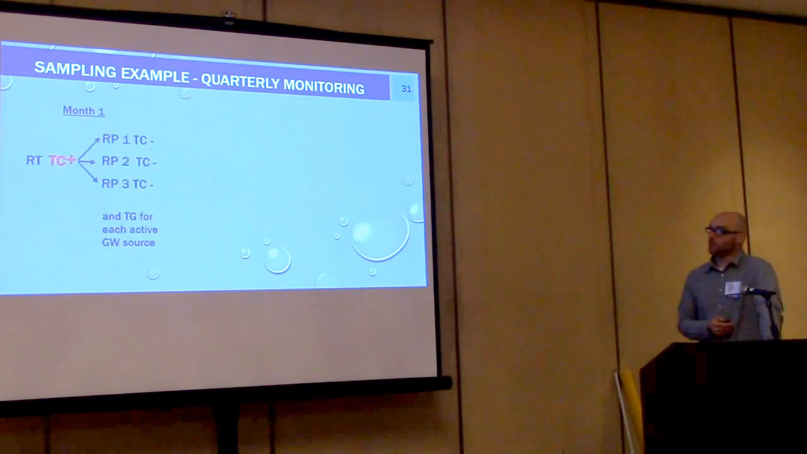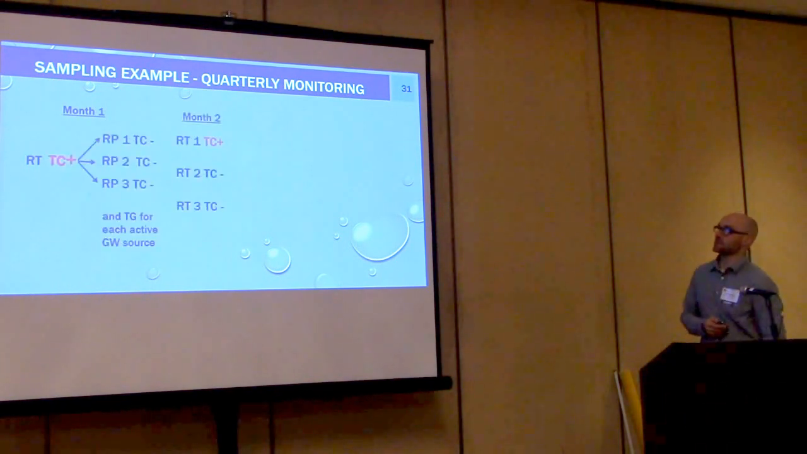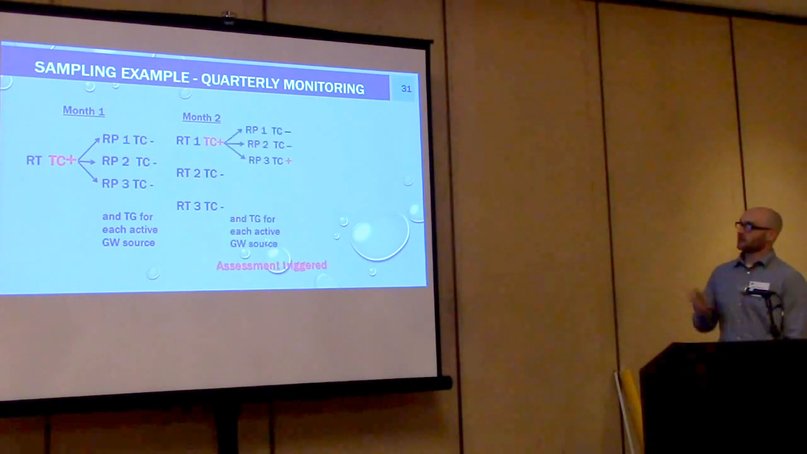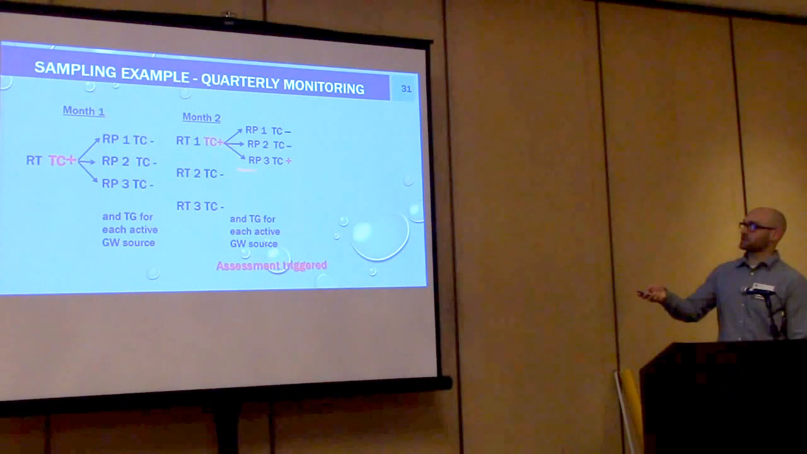So, quarterly monitoring, right? Another example, total coliform positive takes the 3 repeats. Month 2, total coliform positive takes the 3 repeats. Because there's more than one, there's 2 samples here, month 2, that are positive, it triggers an assessment.